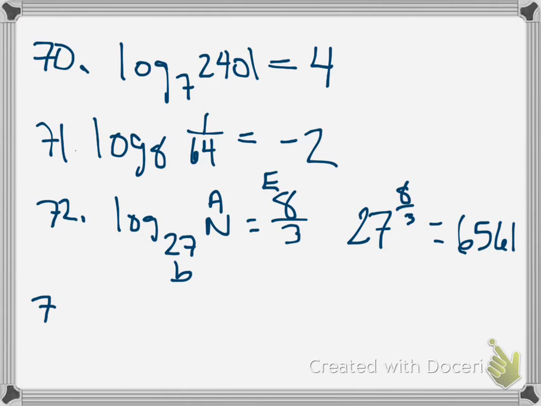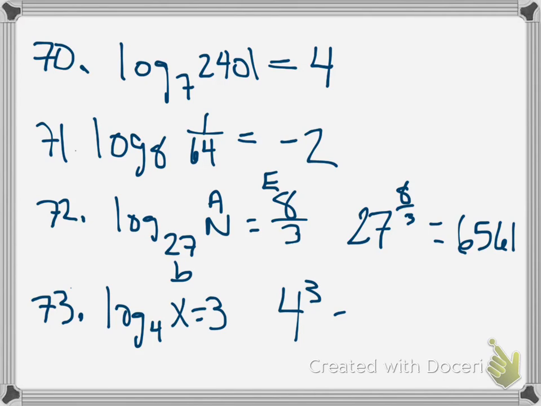Alright, number 73. Log base 4 of x equals 3. And again, keep in mind base, exponent, answer. So that would tell you what is 4 to the 3rd power. So that means x is equal to 64.